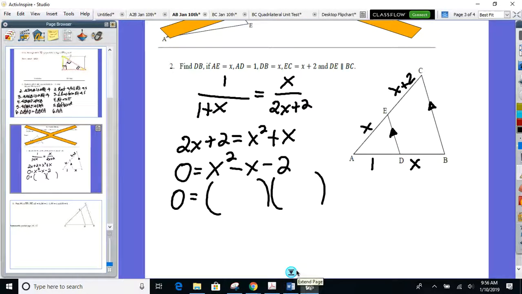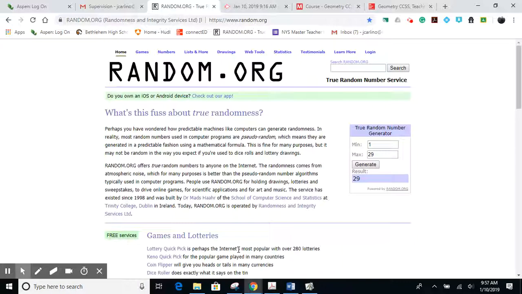Now, if you are really nervous about your factoring ability, you can always use the quadratic formula, what we used yesterday. That will solve anything. But being in this level of class and the time we have, we're going to factor. Two numbers that multiply to -2, but add to -1. Two numbers that multiply to -2. I don't know what else I can do for you there.